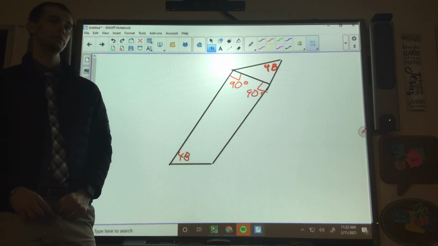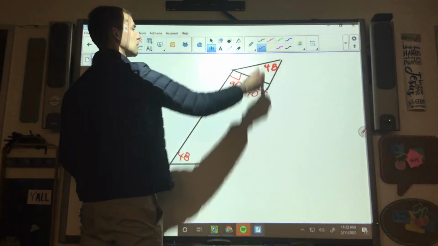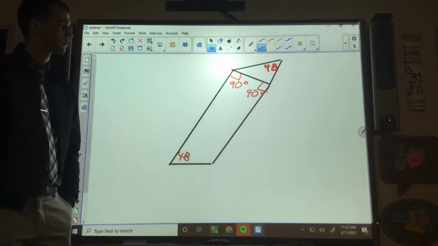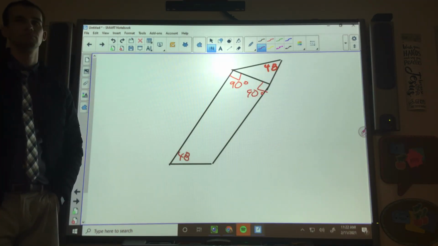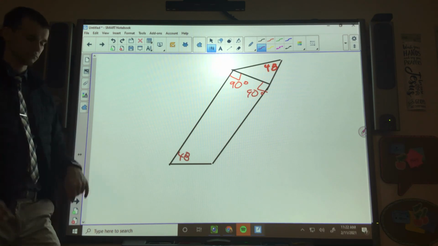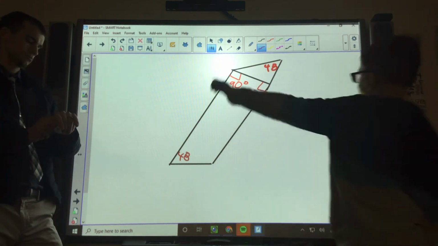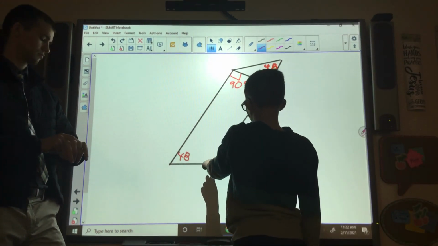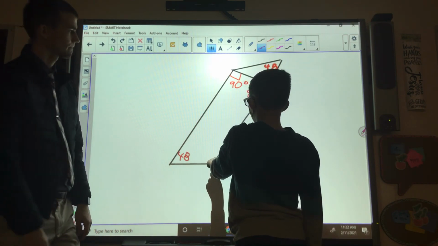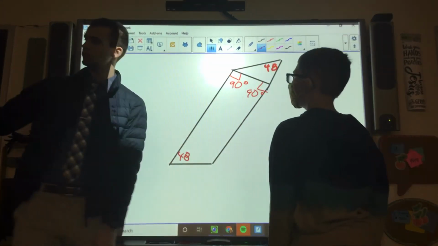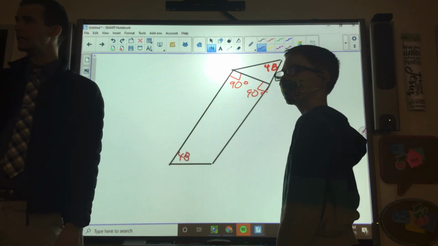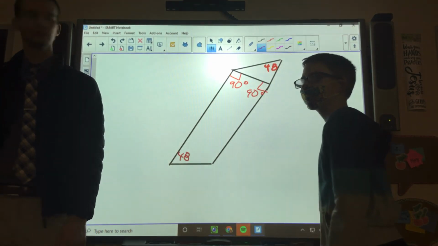I don't get how right next to 90 is 90 degrees because, can I go up to the board and show you? Sure. Yep. I thought since it's right here, that was 90 degrees. But there isn't any line. There is not any line. There is not a line.